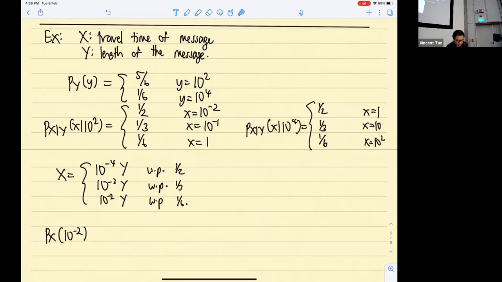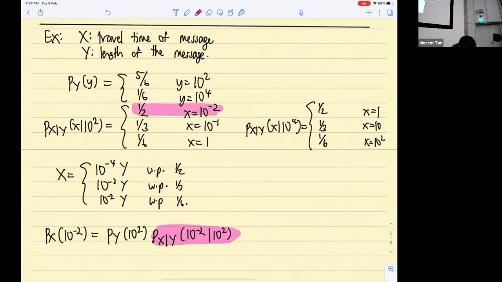Okay? So the only way that your travel time can be 10 to the minus 2 is if your message is short. So this is nothing but the probability that the message is short, multiplied by the first instance here, 10 to the minus 2 given 10 to the 2, which corresponds to this row here. And actually, this corresponds to the probability that the message is short here. That is the only way for you to get a very short travel time of 10 to the minus 2. So now it's a matter of plugging numbers in, and we get 5 over 6 times half, which is whatever it is.